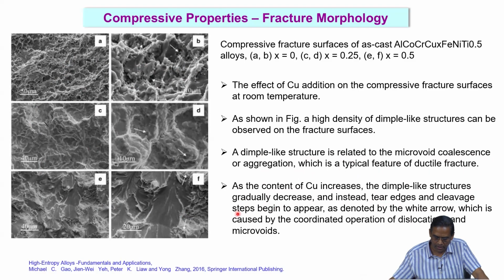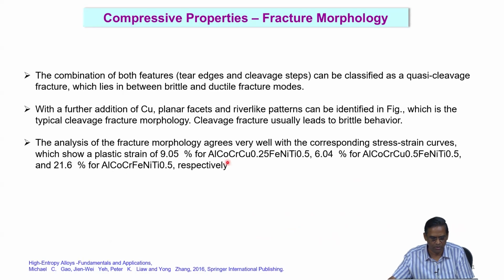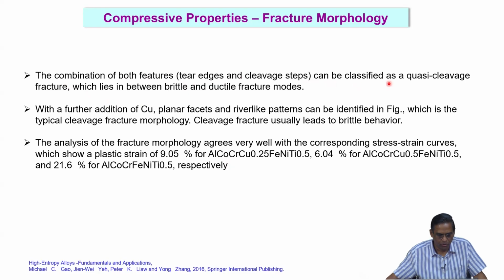You can see the dimples are coming down as you keep on increasing the copper. And what you see instead is tear edges and cleavage steps. These are all cleavages and tear edges you can see, and these features begin to appear as denoted by the white arrows here. Okay. So, this is caused by the coordinated operation of dislocations and micro-voids. So, this is one idea about these compressive properties. The combination of both features, that is tear edges and cleavage steps, can be classified as quasi-cleavage. Quasi-cleavage means it is neither ductile nor brittle, it's in between.